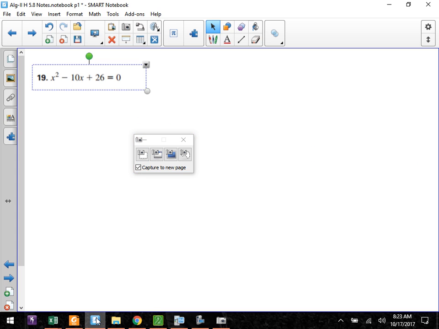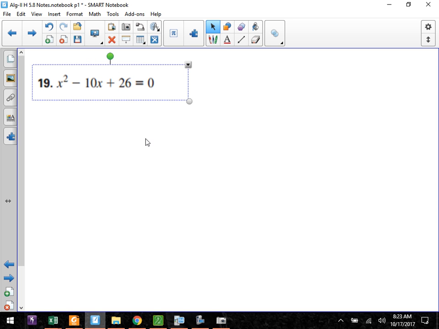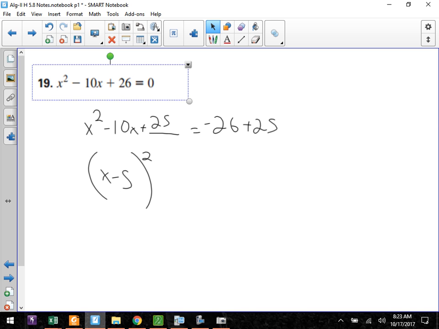I look at one like this and I go to complete the square, I'm just going to go x squared minus 10x plus blah is negative 26. Move that over. I'll take half of negative 10, I get negative 5. I square it, I get positive 25. And then right away, I know that my answer is going to be x will equal 5 plus or minus 5.